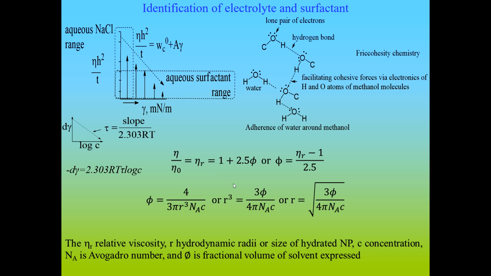This equation enables us to calculate the size r, the diameter of the hydrodynamic sphere. Once we determine eta relative, the only unknown parameter is phi, so phi is calculated with this. This phi is directly connected, as I told you, because it is spherical: 4 by 3 pi r cubed, a simple equation, where r is the radius of the particle, N is the Avogadro number, and c is the concentration you have taken in the solution, whether of surfactant, protein, some other molecule or ionic liquid. So r can be calculated from this, and this is realistic, because it flows naturally, not under any external forces being applied.